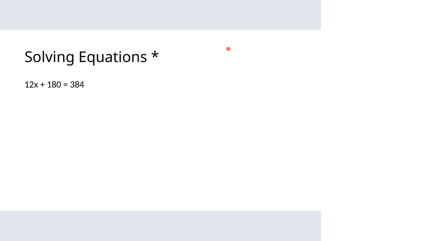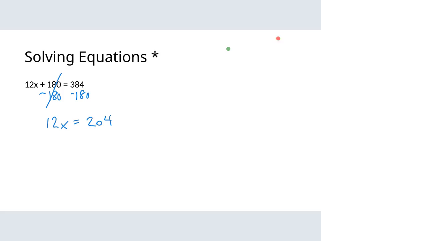So we're trying to get x by itself. So if we're going to get this x by itself, we need the term with x in it by itself. We need to peel off that 180 first. To get rid of that plus 180, we'll subtract 180 on the left, and we'll also subtract 180 on the right. Those will cancel, leaving 12x. And on the right-hand side, we've got 384 minus 180 is 204.